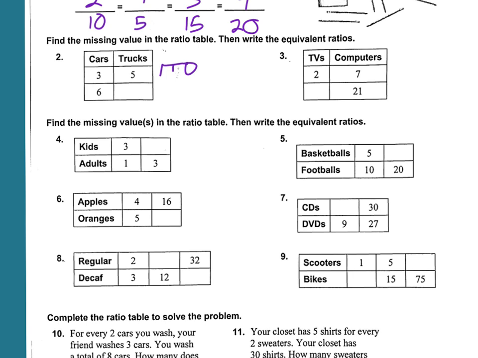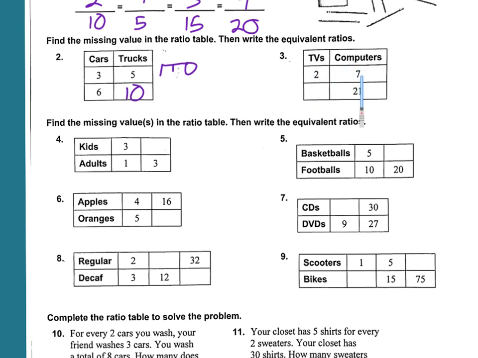So we now can just ask ourselves, how did this 3 turn into a 6? I times it by 2. So I'm going to take the 5 and times it by 2, and I get 10. Got it. Okay. Let's go through that process one more time.